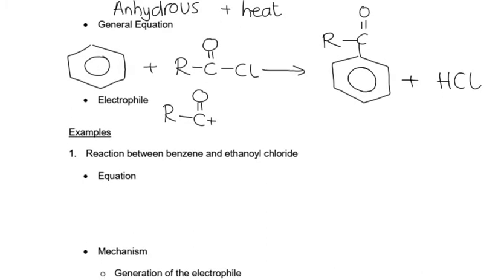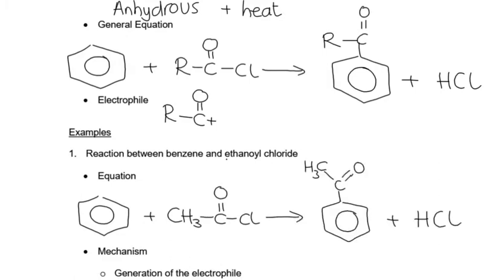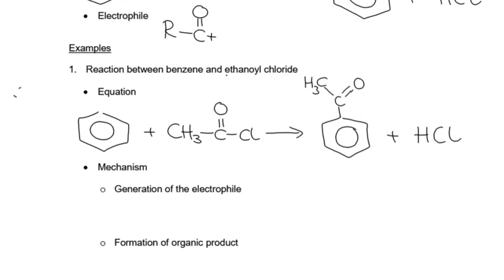So how would we do that in a mechanism? Well, first thing we would need to look at is our specific example here, which is ethanoyl chloride. Can we write an equation? So following through, changing our R group to be ethanoyl chloride, can you draw that out? So we would have something like this. And what would we name this product?